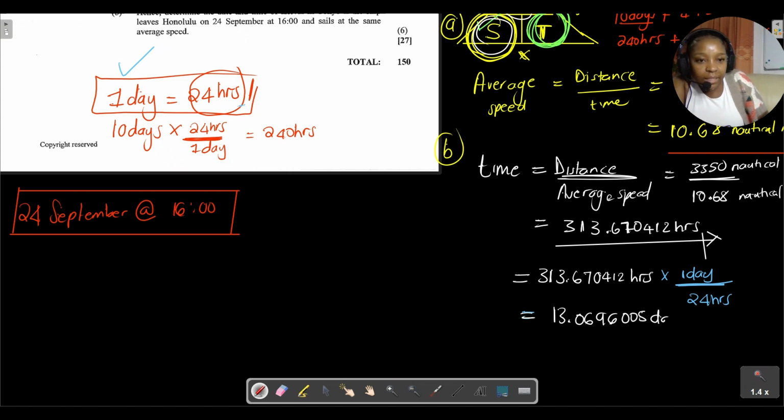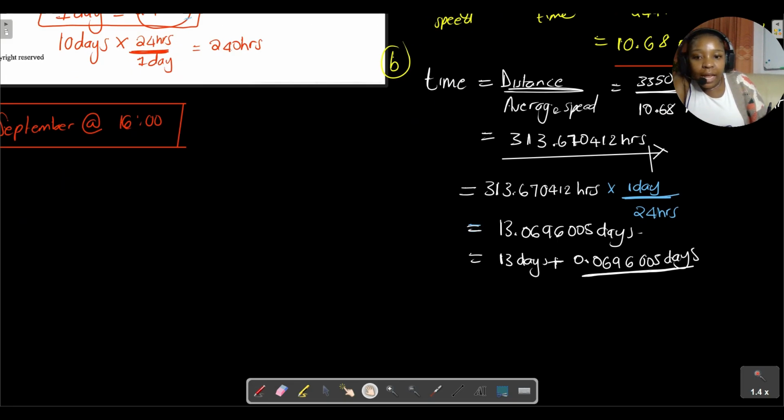13.0696005 days. So this is actually equal to 13 days plus 0.0696005 days. Obviously this value, we can just convert it into hours, right? So then I can just convert that into hours. This is 13 because it's a full day. We can just leave it like that. But this one, because it's a decimal, let's just change it to hours again.